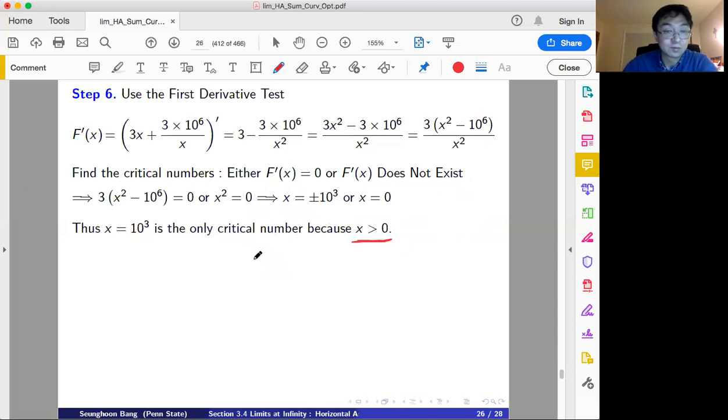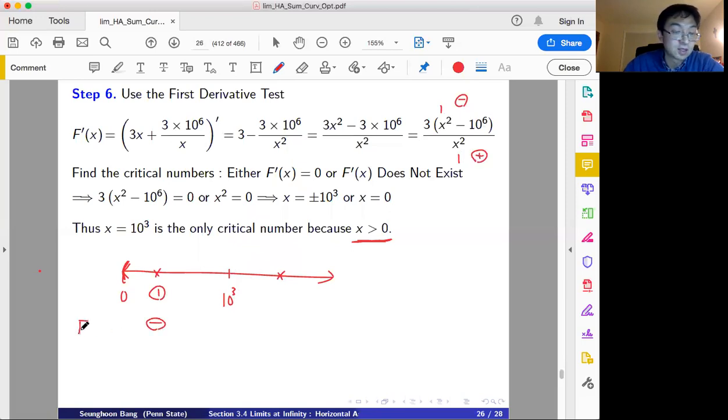So next, you can draw the domain. Domain is from 0 to infinity. Choose the critical number 10 cubed, the 1000. I can choose test numbers. Less than 10 cubed, I can choose 1. You plug 1 into x. So 1 squared minus 1 million is negative, and 1 squared is positive. We have negative. This is f prime.